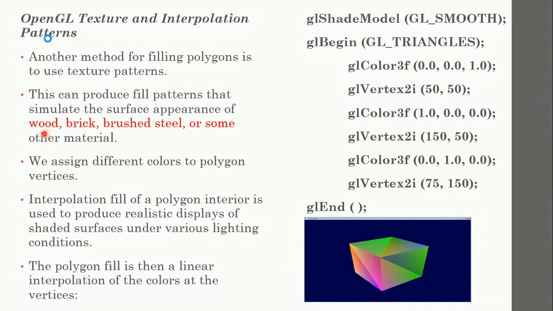For example, if you want to have the pattern to be displayed as a wood or brick or a brushed steel, or any other material, whatever you wish. Okay, then you can go for the OpenGL texture and interpolation patterns.